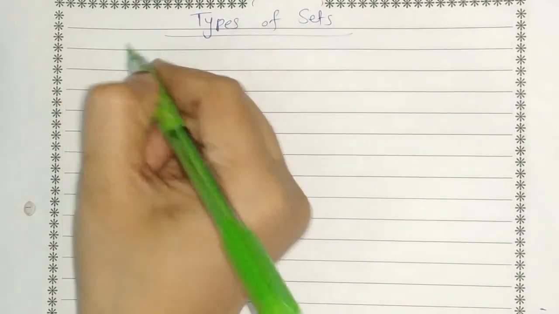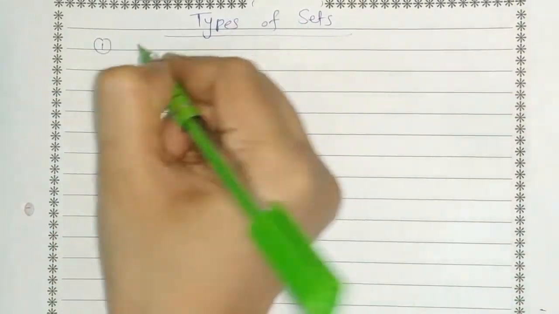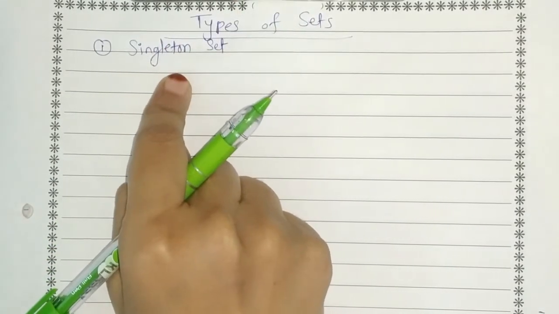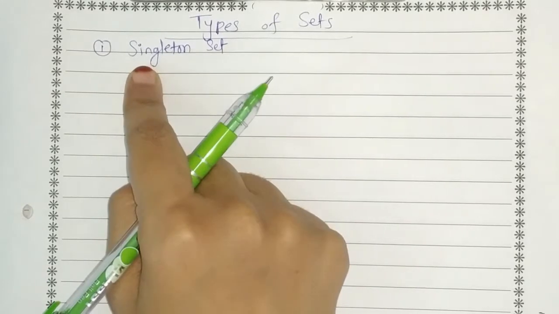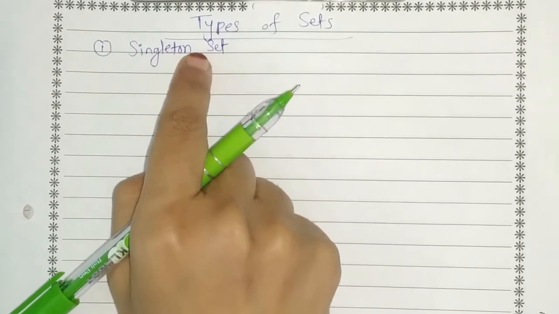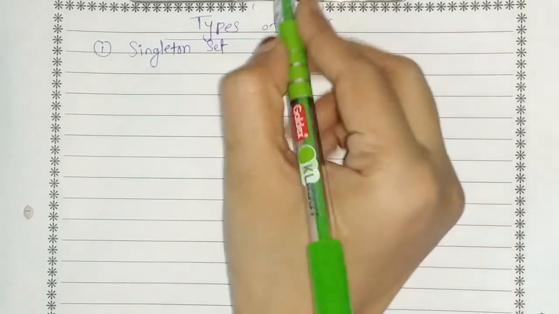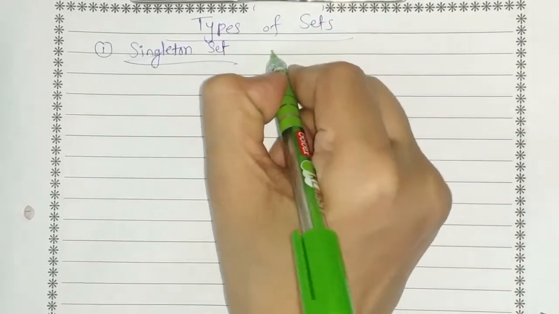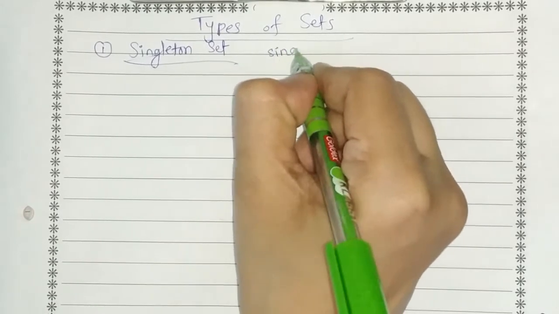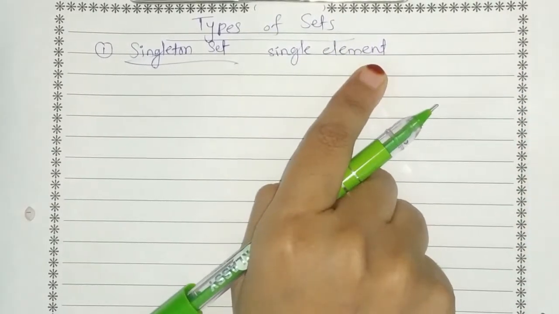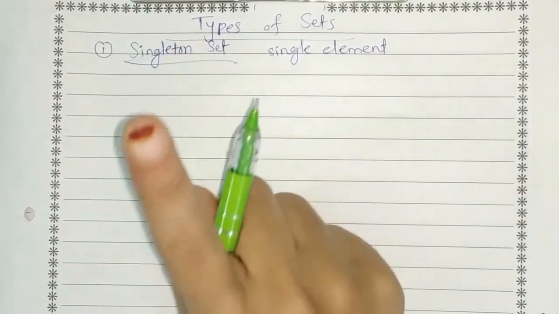So here we have first the singleton set. Dear student, what is meant by a singleton set? As the name itself suggests, in this set we are going to have only one element or one member. So a singleton set means a set which consists of a single element. A set consisting of only a single element, we call it a singleton set.